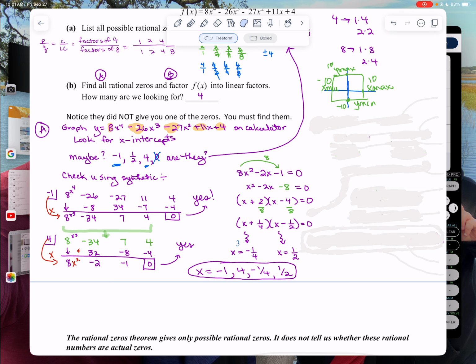Now they want us to factor. So let's go and look at my answers. I had x equals -1 and x equals 4. So remember, all I have to do is add 1 on each side for the first one, and that will give me x plus 1 equals 0. And I subtract 4 on this side. And so I've got my 2 factors, x plus 1 and x minus 4.